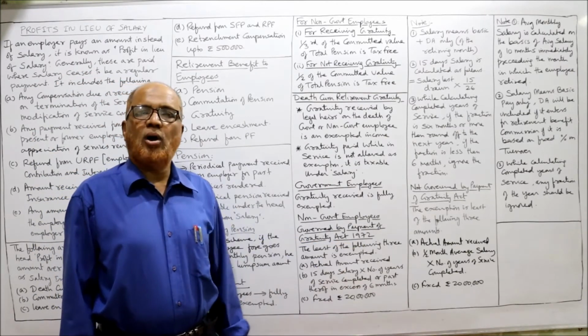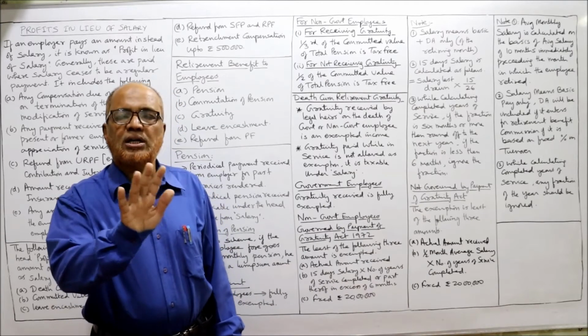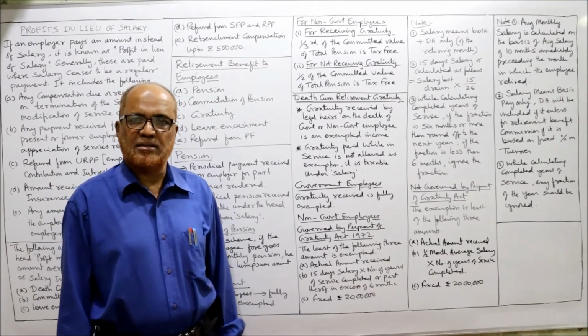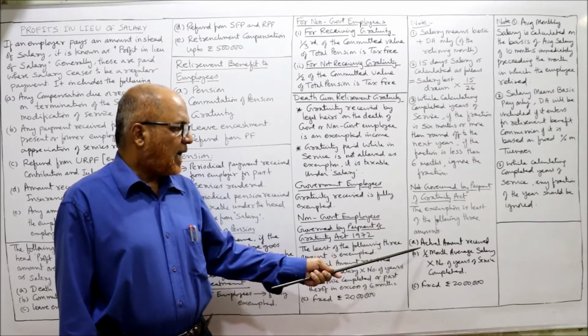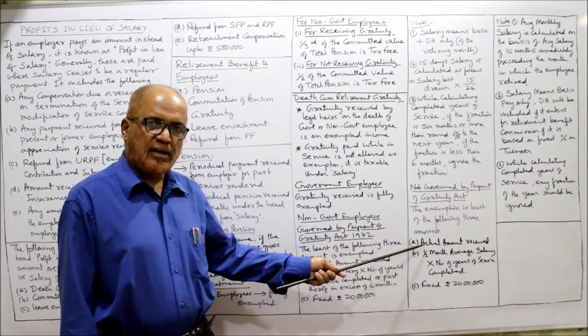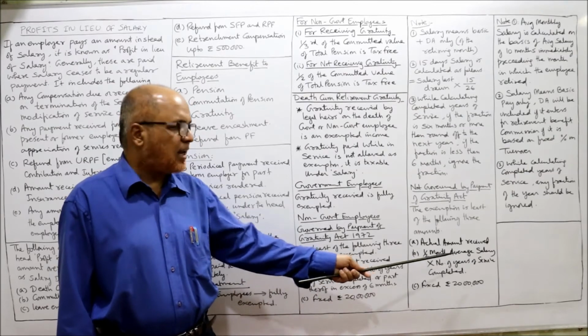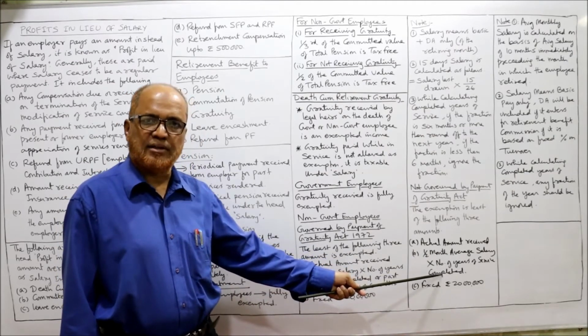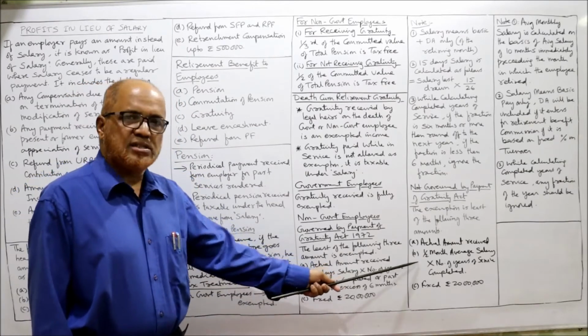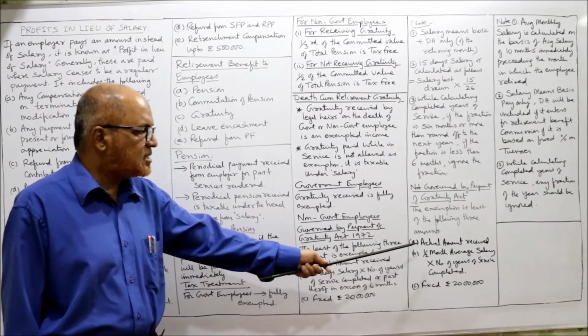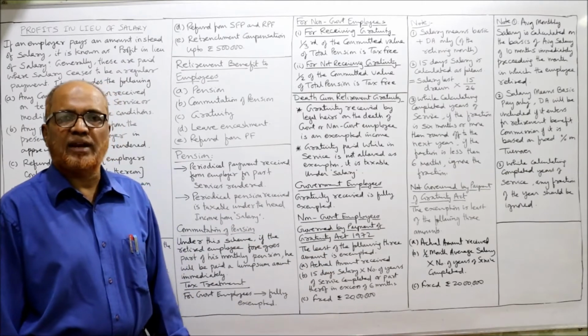Now, non-government employees not governed by the Payment of Gratuity Act. For them, the exemption is the least of the following two amounts: actual amount received, first one. Second, half month average salary into number of years of service completed, or fixed 20 lakh rupees. Now compare these two provisions. These are governed by the Payment of Gratuity Act, and these are not governed by it.